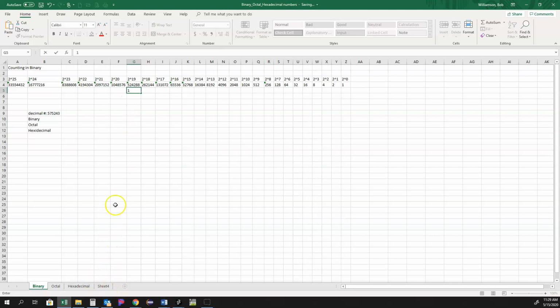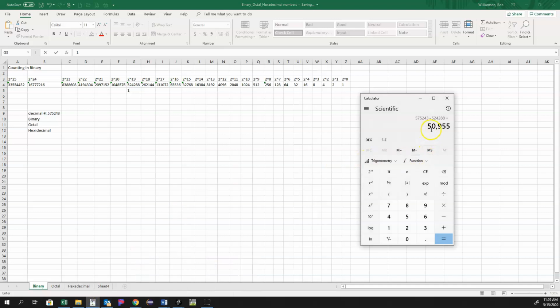I'm going to put a 1 there because I did activate that place value. So I have a remainder of a little over 50,000. I'm going to take the largest I can from that, and 65 is too large. So I can take that 32, the 15th placeholder here. So I'm going to take that number.